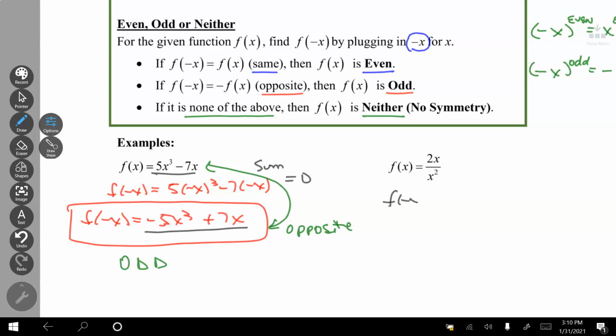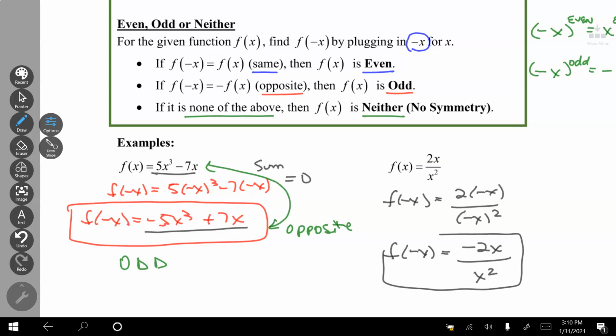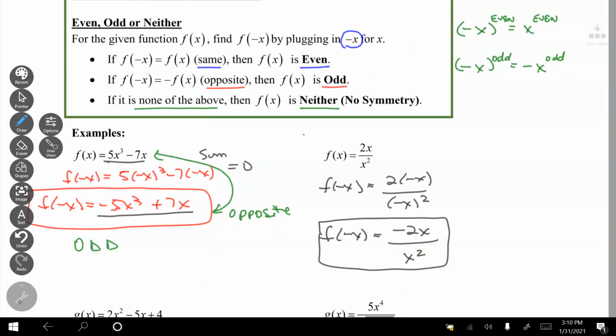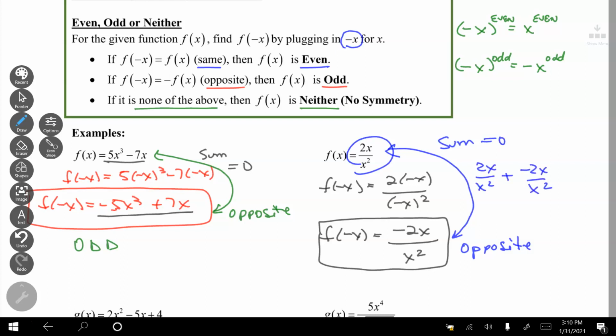So the next one, I'm going to do f of negative x. I get 2 times negative x over negative x squared, and I do everything correctly. I get 2 times negative x is negative 2x, and negative x squared becomes positive x squared. And then I have to say to myself, is that the same? Is it opposite, or is it none of the above? And this is where people get confused, that technically these two are opposites because their sum is equal to 0. 2x over x squared plus negative 2x over x squared. Well, the only way you can add fractions is if the denominators are the same, and the denominators are the same, and I add the numerators, I get 0. They are opposite. This is an odd function.